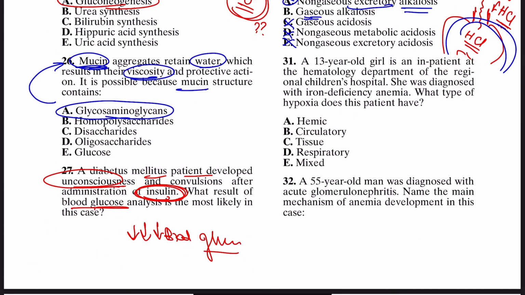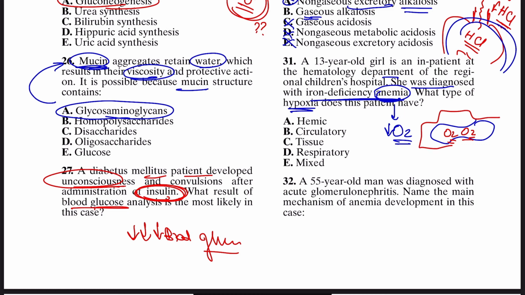Here we see a girl at the hematologic department. She was diagnosed with iron deficiency anemia. What type of hypoxia does this patient have? As we said, anemia in general, any anemia, iron deficiency or B12 or B9, will decrease oxygen carrying capacity, because the primary problem with anemia is that there are fewer cars for the oxygen to go in.